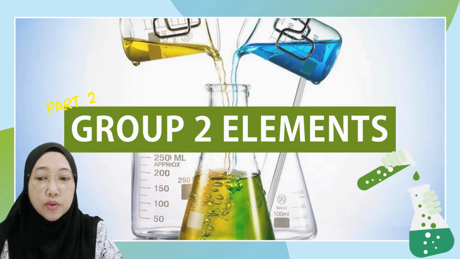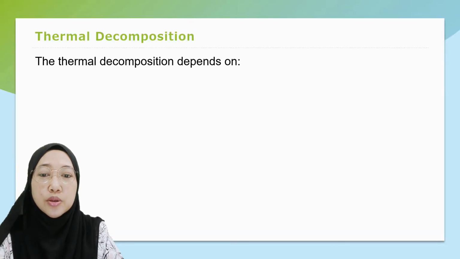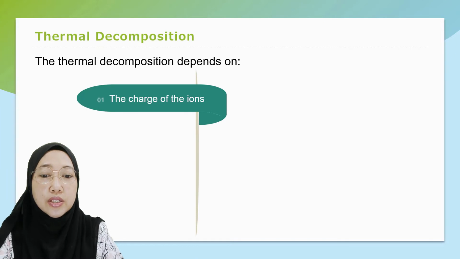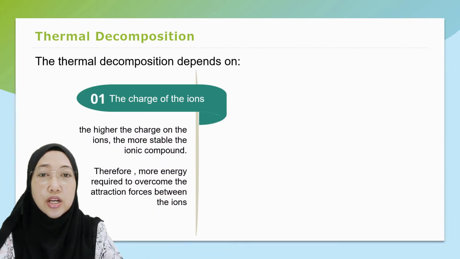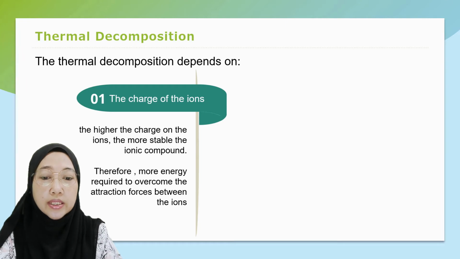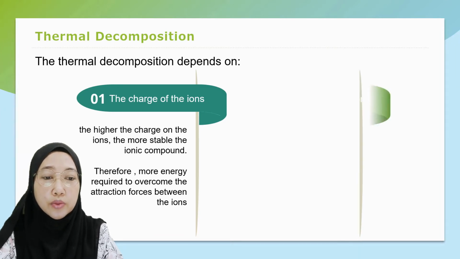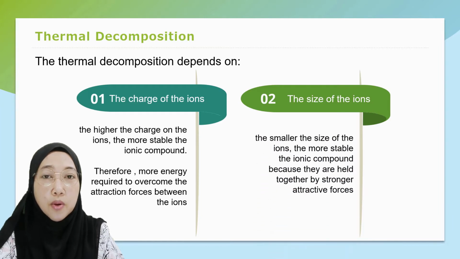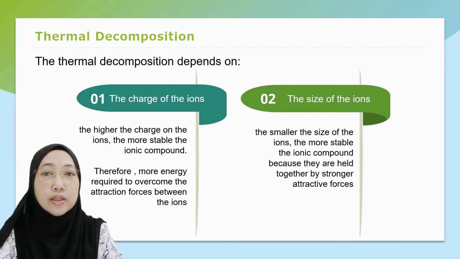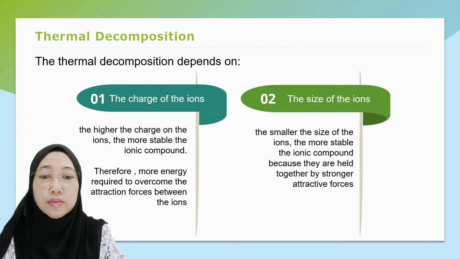Next we look at the thermal decomposition. The thermal decomposition depends on, first, the charge of the ions. The higher the charge on the ions, the more stable the ionic compound. Therefore, more energy is required to overcome the attractive forces between the ions. Number 2, the size of the ions. The smaller the size of the ions, the more stable the ionic compound, because they are held together by stronger attractive forces. So thermal decomposition depends on these two factors.